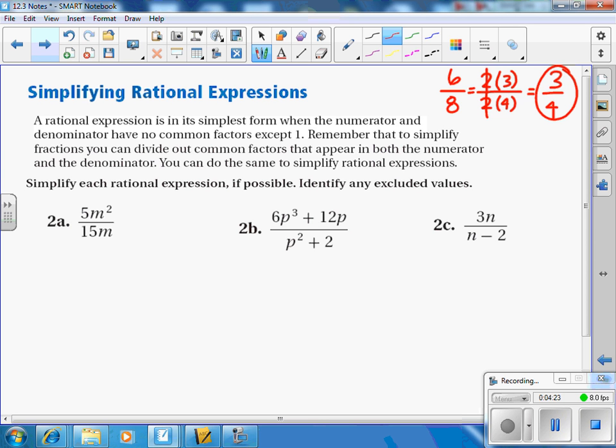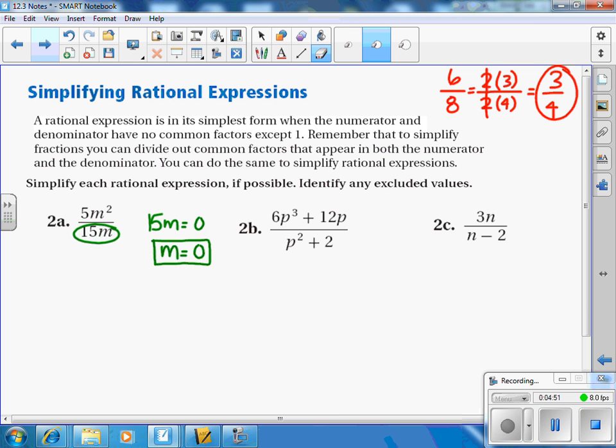So to simplify each of these, we need to find excluded values first. You always do that with the original equation, and then see what we can cross off or simplify. So the very first one, 2a. We don't want our denominator to ever be 0. So if I take this part, 15 times m can't be 0. So that means our excluded value is m equals 0.